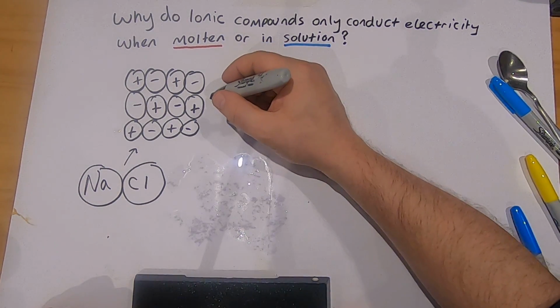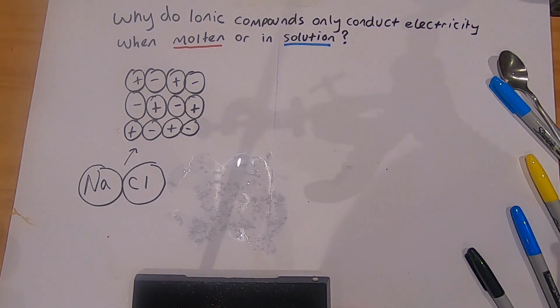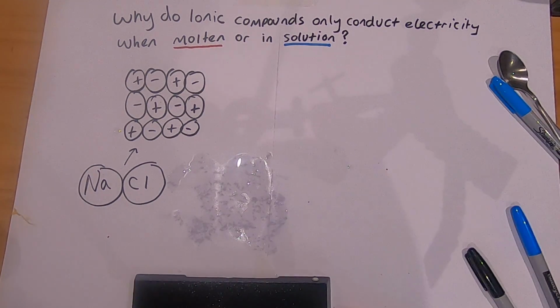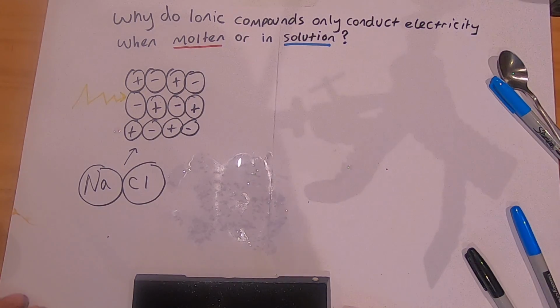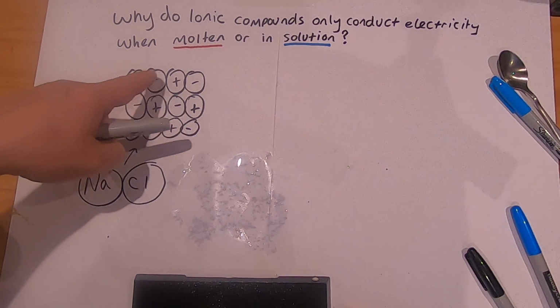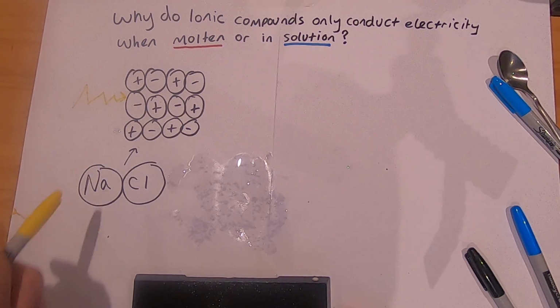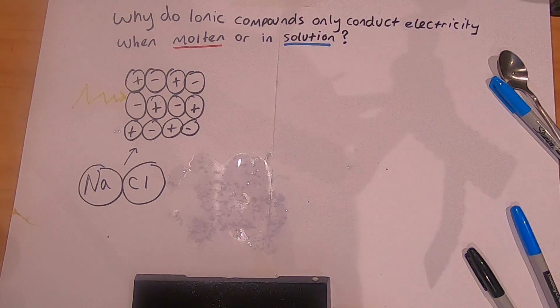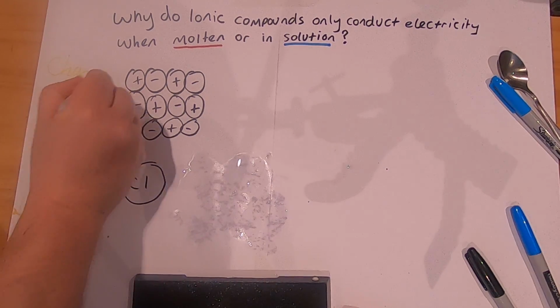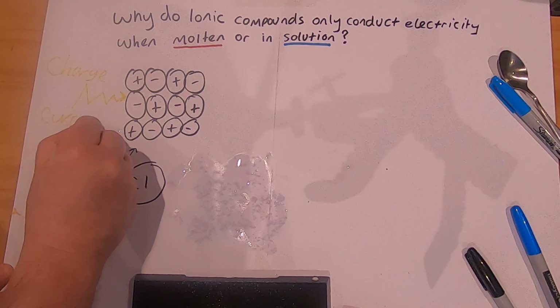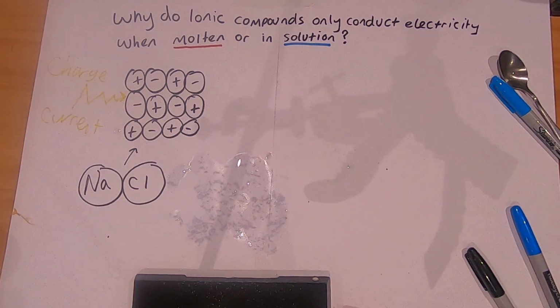And the problem with a giant ionic structure is along comes some lovely electricity, and the electricity wants to get through, and it can't. Why can't it? Because the ions are locked in a rigid structure. The charge or electricity cannot flow through. So we can call this charge, or we can call this current, and it cannot get through.